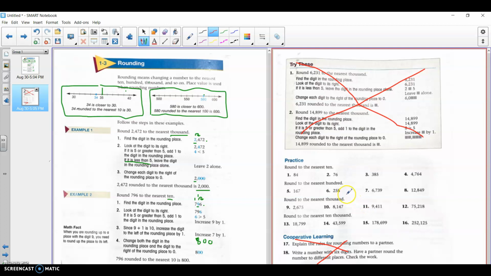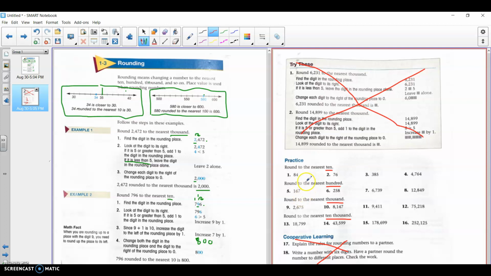Okay? Now, I do need to make a few things clear on this. I'm going to do one problem, maybe two problems here, but there are sections on this assignment. Notice numbers 1 through 4, they want you to round to the nearest 10. In 5 through 8, they want you to round to the nearest 100. 9 through 12, you're rounding to the nearest 1,000. And number 13 through 16, you're rounding to the nearest 10,000. All right, so I'm going to do two problems. I'm going to do number 1 and number 9 to help you, okay?